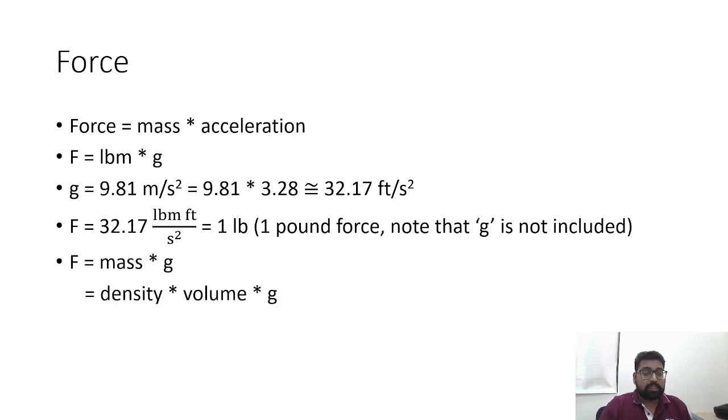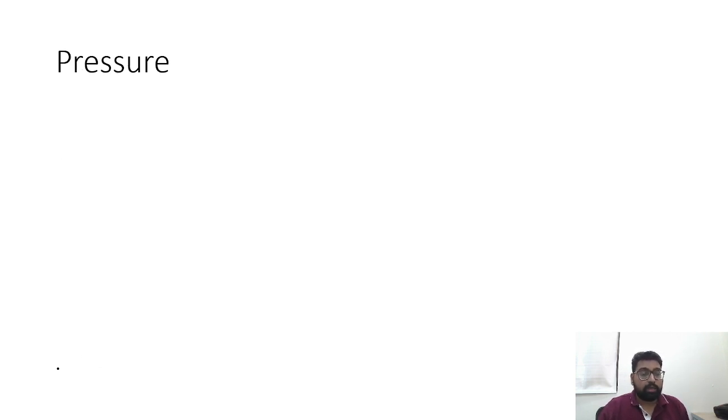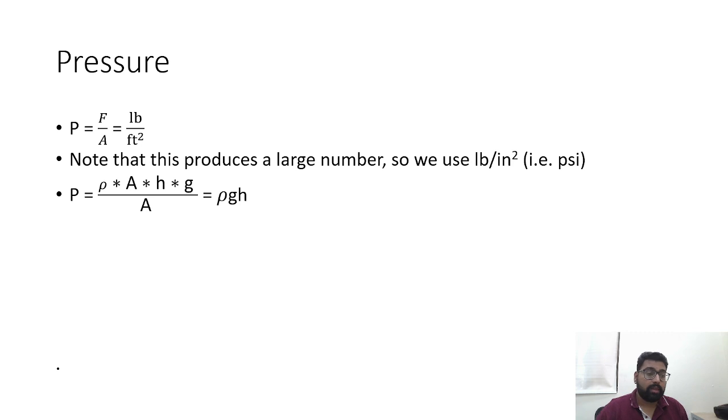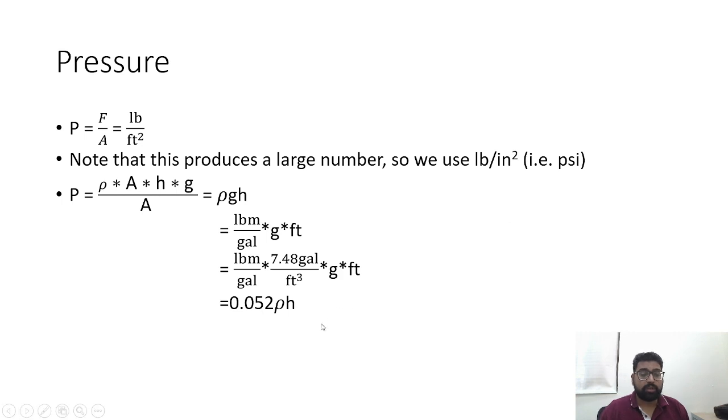Now, force again: mass is equal to density into volume. Okay. And volume is nothing but area into height. If you take the area to the other side, you will get pressure. So what is the formula for pressure? Pressure is force upon area. From the previous term, we can see that force can be given by the formula rho A H into G. Cancel out A and A, you get pressure as rho G H. By some unit conversion, we get the pressure formula as 0.052 rho H. This is the important term. Pressure is always given by the formula 0.052 rho H.